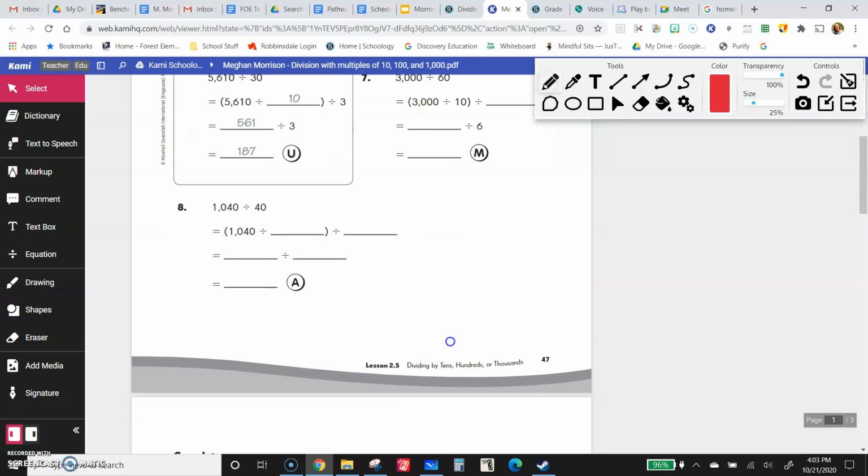So here we have 1,040 divided by 40. Remember 40 I can split up into 10 times 4. So now I can do 1,040 divided by 10. Cancel out the 0. Leave me with 104 that I'm dividing by 4. And then you can just do that long division and get your answer. I'm not going to do that one for you. But again, I just want to remind you what goes in which little blank because it's confusing.